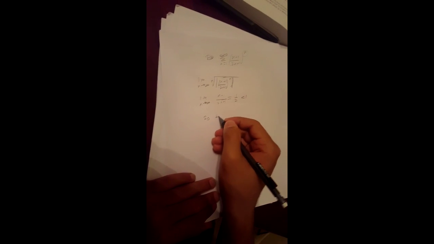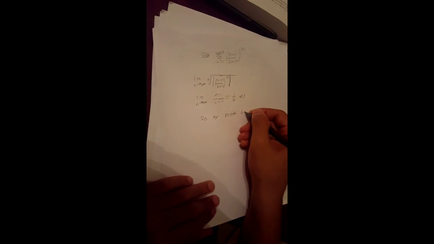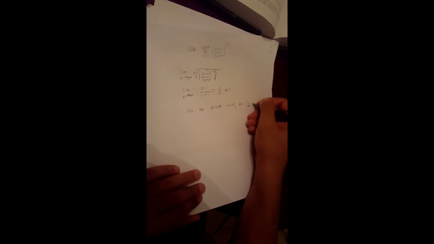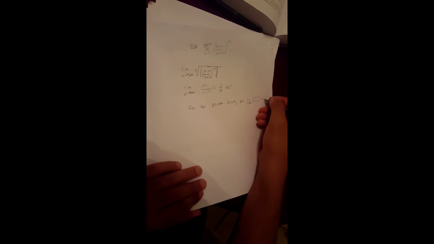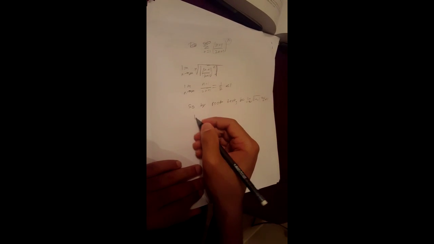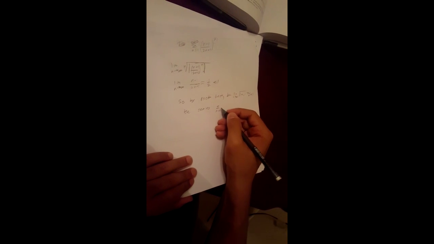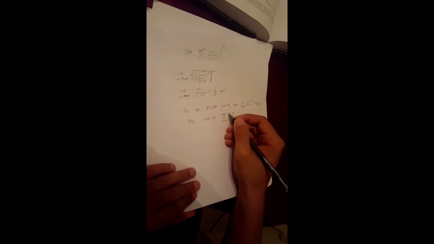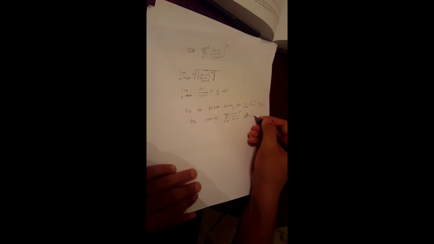So by root test, because the limit as n approaches infinity of the absolute value of a sub n is equal to 1/2, which is less than 1, the series sum from n equals 1 to infinity of n plus 1 over 2n plus 1 to the n converges.